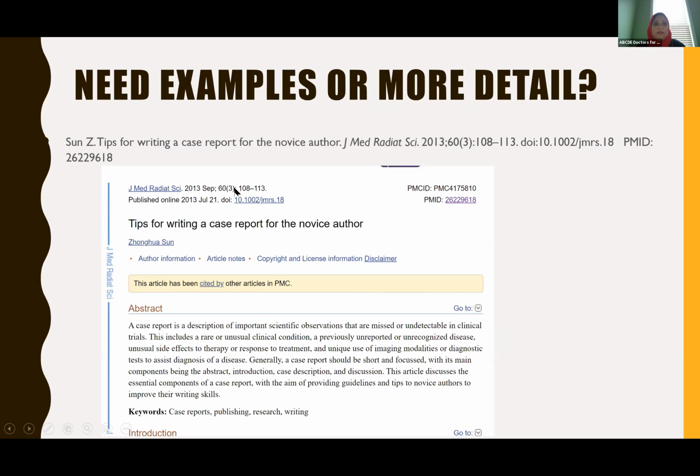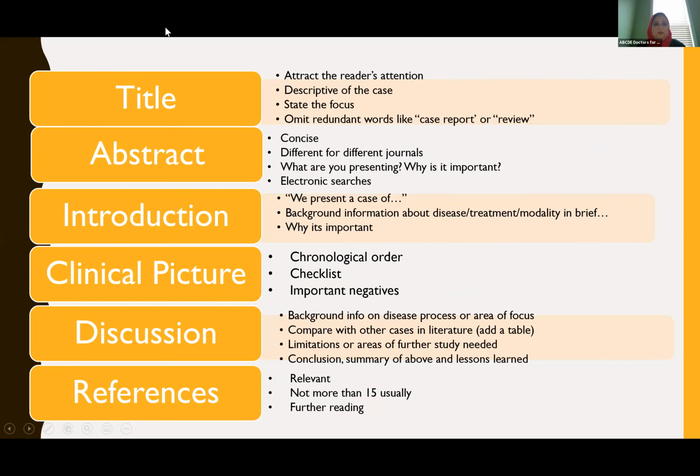So once again, do you need more examples? This paper is very helpful because it actually shows you examples of how to write and gives certain suggestions. So the case report usually has about 5 or 6 different areas.